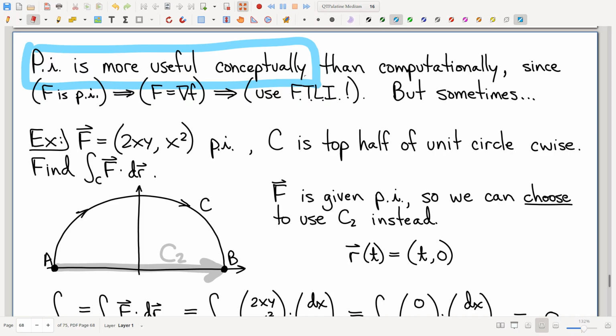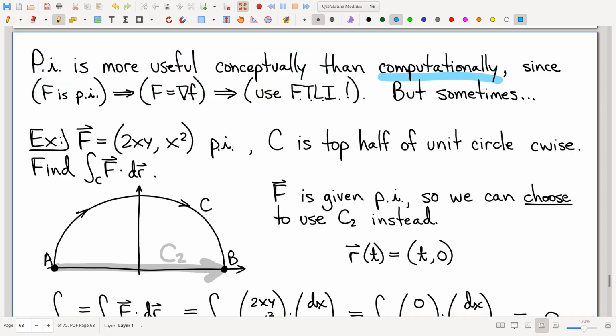That said, computationally, as a direct tool for computing stuff, if you have a path-independent vector field, well, we just got through discussing, that means it's a gradient. And if it's a gradient, you could use the fundamental theorem. And the fundamental theorem is a sledgehammer for computing stuff. So, who needs path independence as a computational tool? We already have an awesome such tool, right? It's kind of like, I already own a hammer. Why do I need a different hammer? Right?